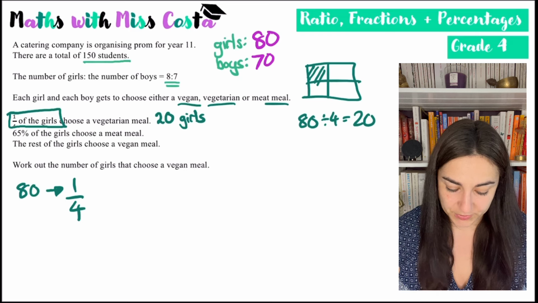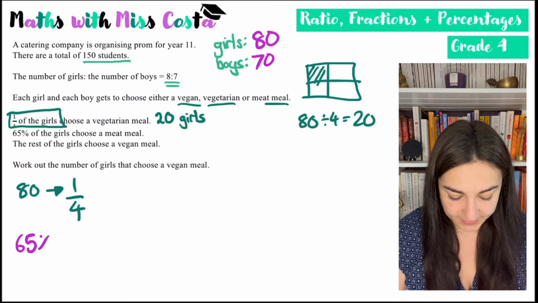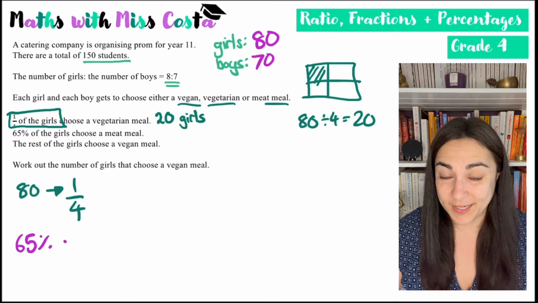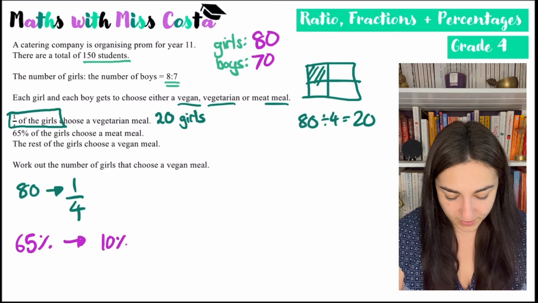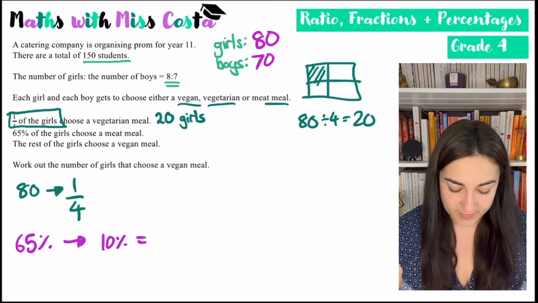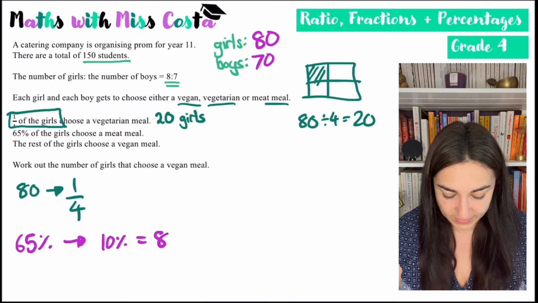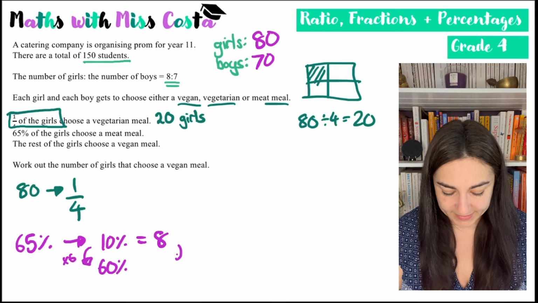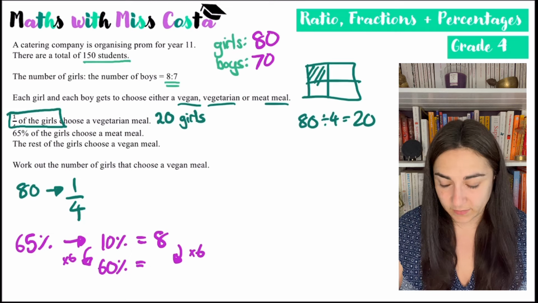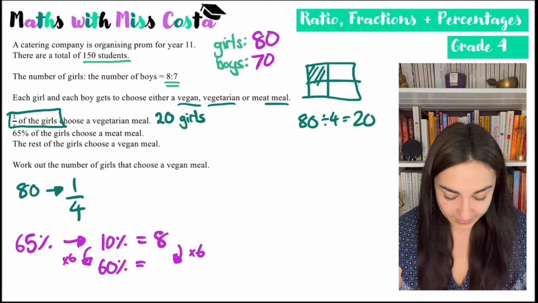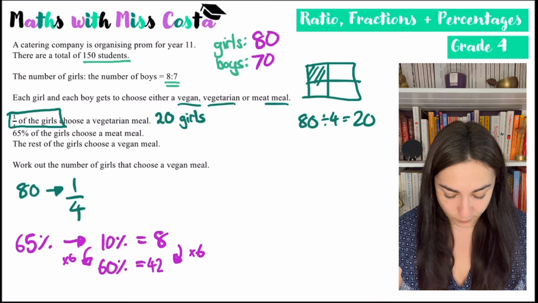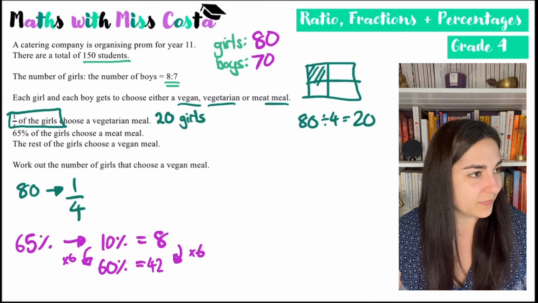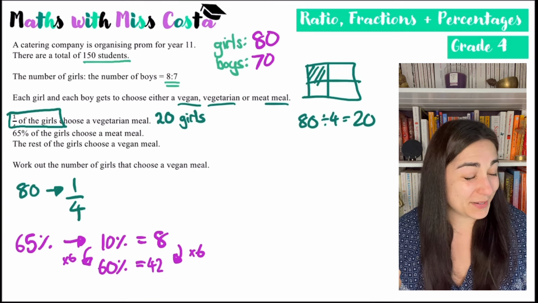65% of the girls choose a meat meal. Okay, so if this is non-calculator, let's start by working out 10%. I know that 10% of 80 is 8, so therefore for 60%, I can times this by 6, and I can times this by 6 as well, and 8 times 6 is 42. Is it? 8 times 6, 10 times 6 is 60, so 48.